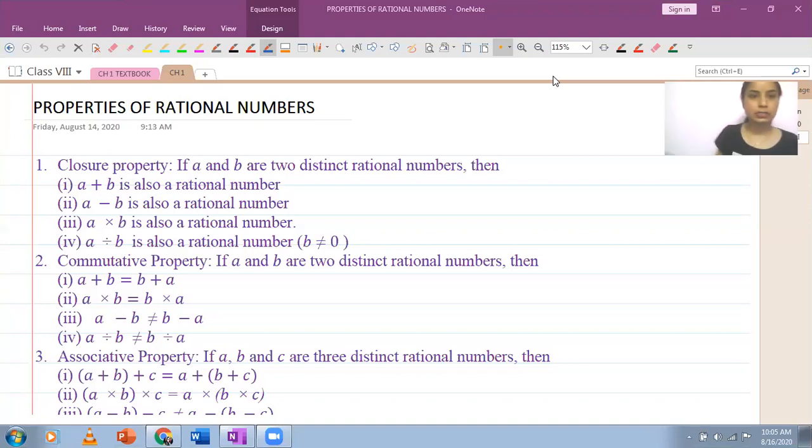Okay, so let's just go over the properties that we have, all right? And by the time maybe students will join.